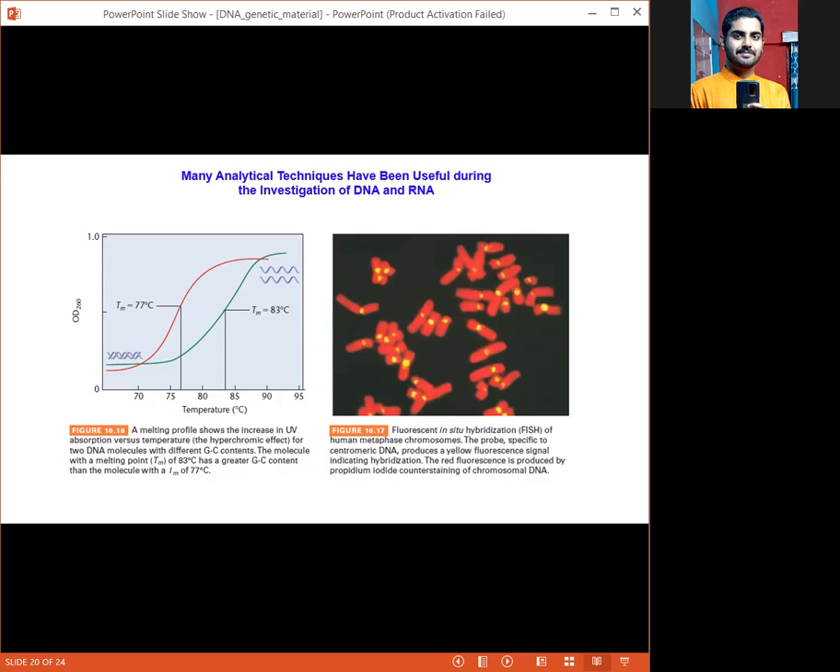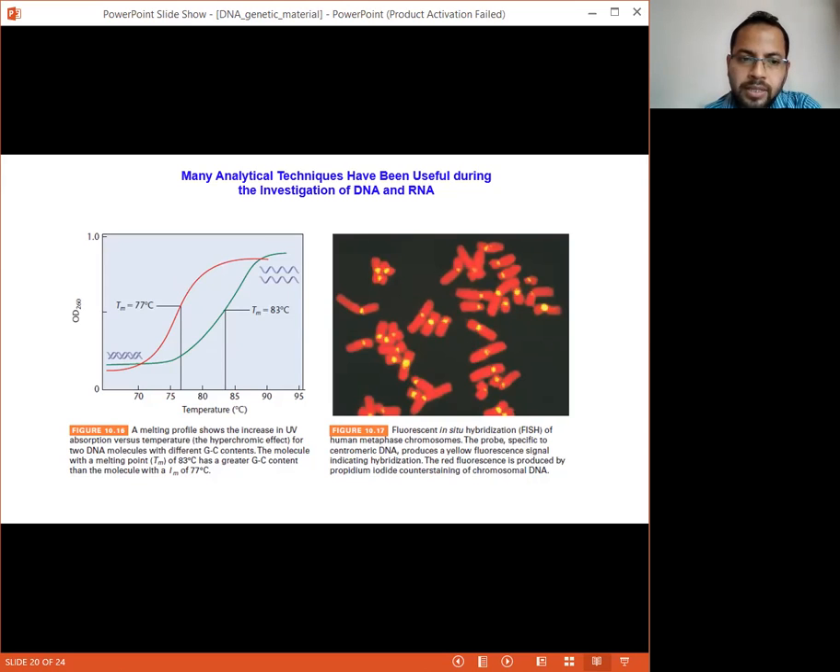And in the second one, sir, can you please explain the second one again? Yes, similarly, we are doing the same experiment by using two different sets of DNA. This DNA shows that the melting temperature is 77 degrees Celsius. So that means half of the DNA has already melted at 77 degrees Celsius. And for this green color, for this DNA, at 83 degrees Celsius, half of the DNA is melted out.